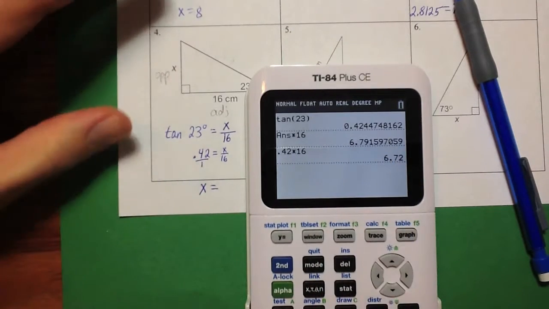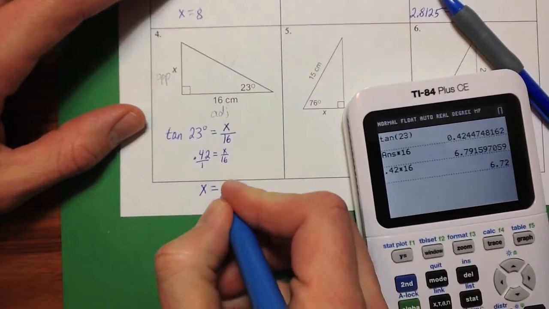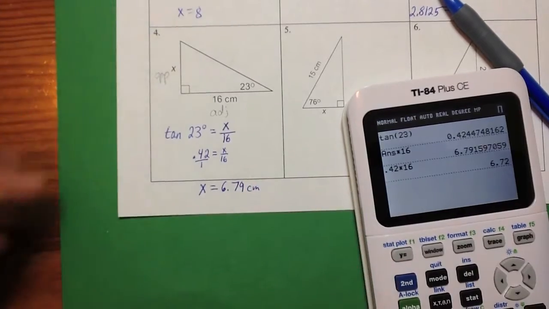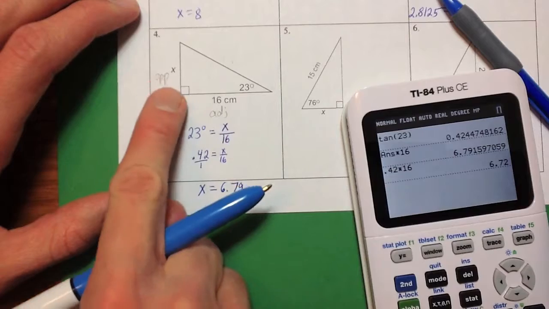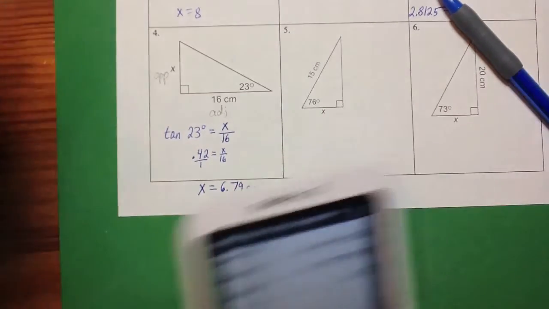So 6.79 is my answer. 6.79 what? Well, it's centimeters. That means if I have this triangle, that's a 23-degree angle, this is 16, then that has to be 6.79 centimeters. Okay? Let's do number 5.